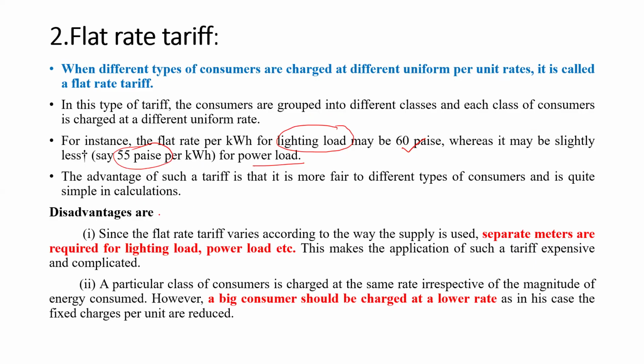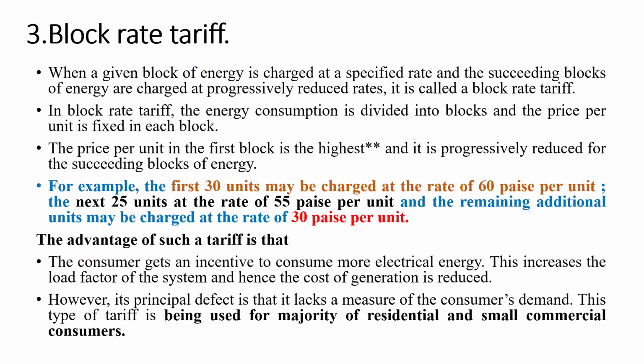Coming to the disadvantages of this particular one, separate meters are required for lighting and power load. Why? Because if you can't put this one, there is some other disadvantage there. This makes it expensive, with different meters now for lighting and power load. A particular class of consumers is charged the same, irrespective of the amount of energy consumed. That's one more disadvantage of flat rate.